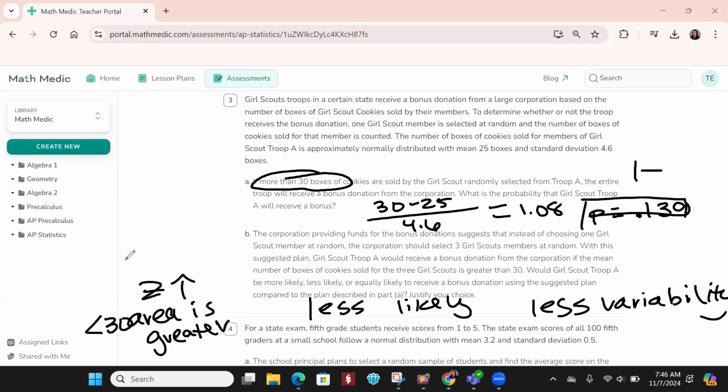So increase our sample size, less variability. Which means that they don't have as great of a chance. Okay, your Z-score goes up, probability changes. Your Z-score goes up, you have less probability of getting it. Yes.